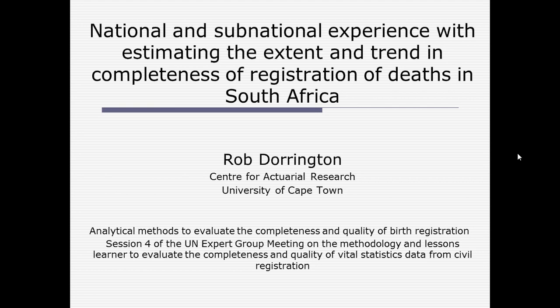The second is looking at the assumption, and it's quite an important assumption, that the completeness is uniform or constant by age. Third is looking at the problem of trying to estimate completeness of adult mortality by subnational areal units, like provinces and the like. There's a problem with using vital registration household death data. And then lastly, just a brief look at some research that we're doing into estimating mortality at advanced ages.